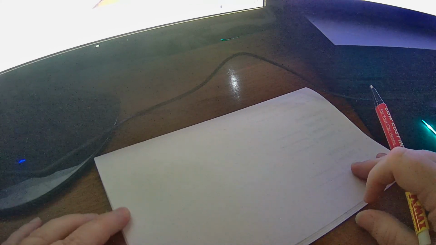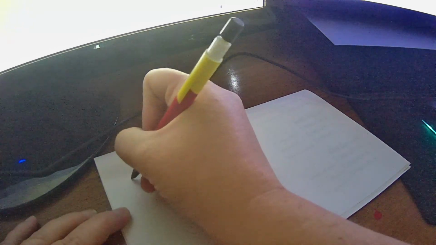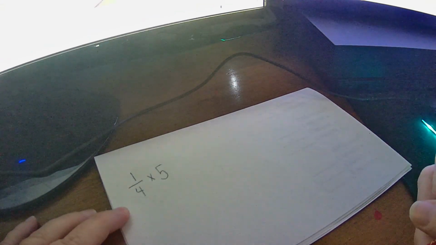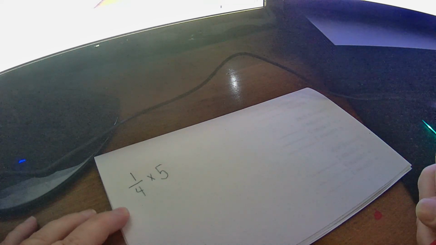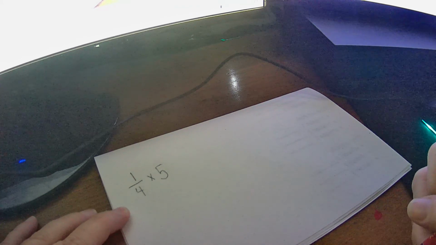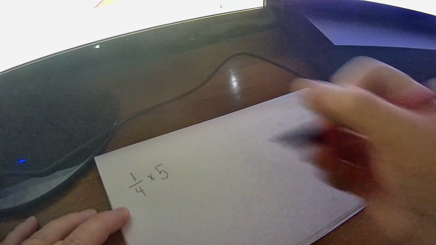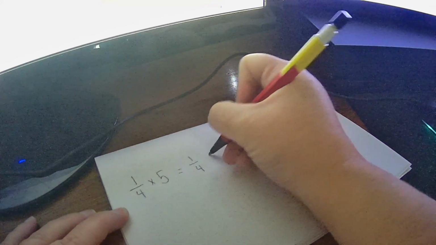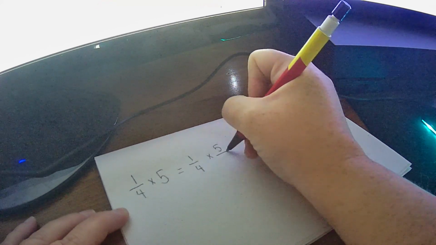Okay, here we are going to multiply a fraction by a whole number. So let's say I have 1/4 times 5. Step 1 says that we will rewrite the whole number as a fraction. And how we do that is we put the 5 over a 1. So if I rewrite the problem, I now have 1/4 times 5 over 1.